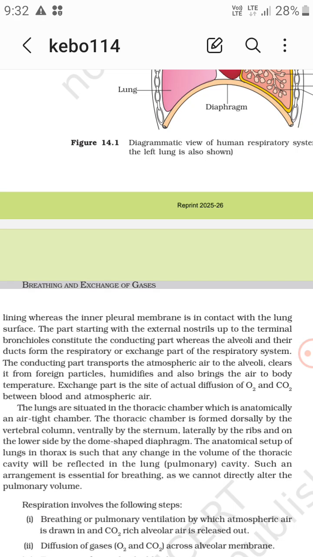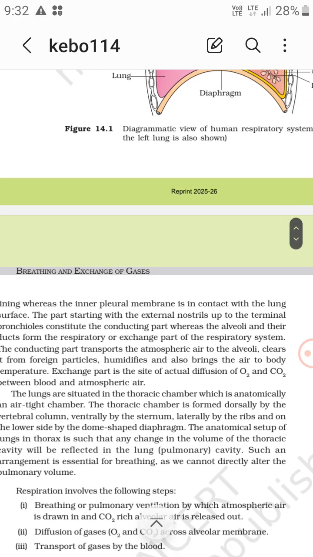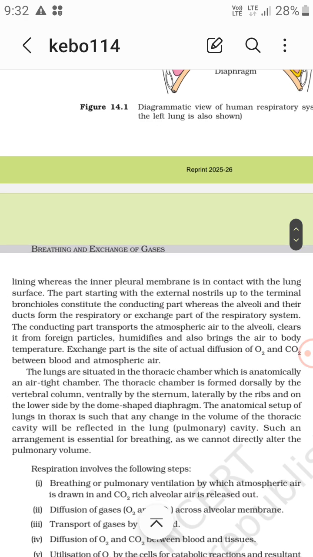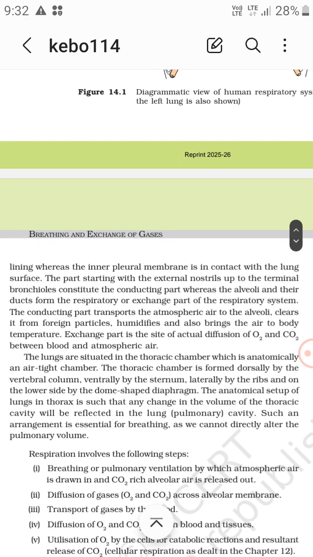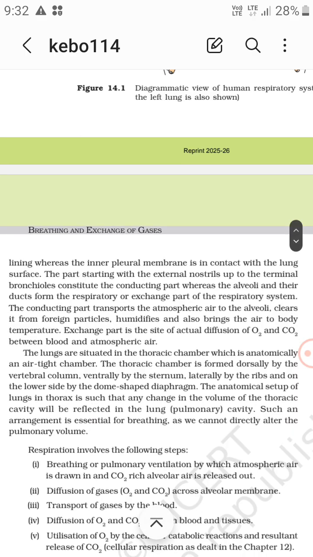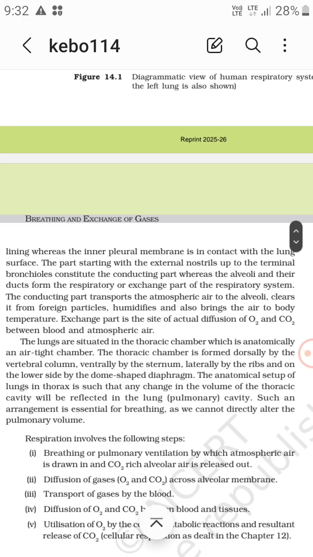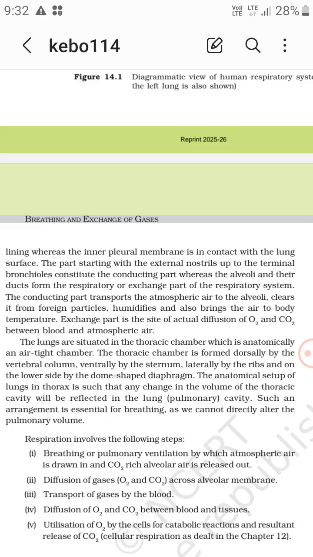The part starting with the external nostril up to the terminal bronchioles constitutes the conducting part, whereas the alveoli and their ducts form the respiratory or exchange part of the respiratory system.